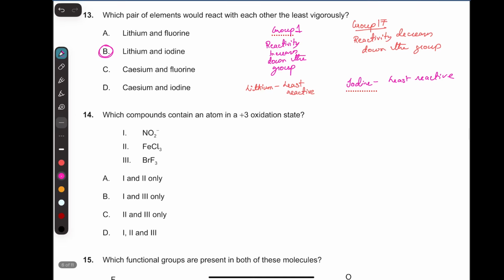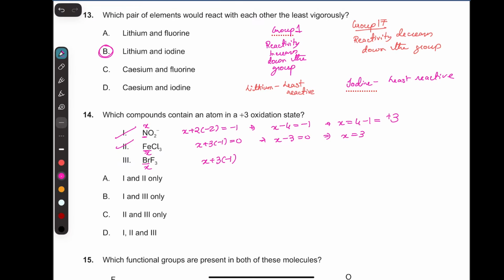Next, which compounds contain an atom in +3 oxidation state? Take nitrogen as X, oxygen will be -2, X - 4 will be -1, shift it to the other side, X will be 4 - 1, gives you +3. Done. Take Fe as X, X plus 3 times -1 equals 0. X - 3 would be 0. X is equal to 3. Fine. BrF3, take Br as X. X plus 3, fluorine always has a -1 oxidation state. So X - 3 would be 0 and X would be 3 again. So here all these three compounds will have an atom with a +3 oxidation state. Answer would be D.